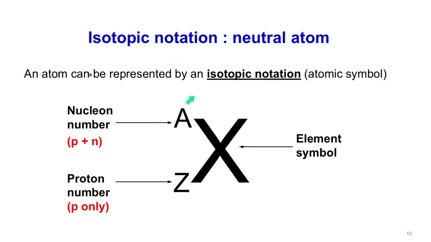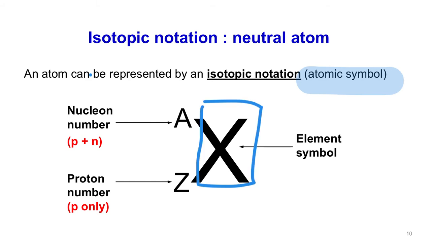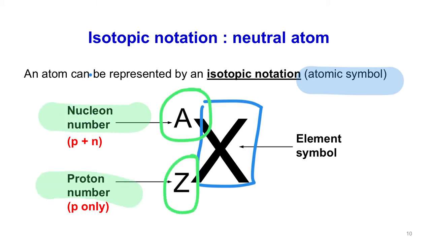We use isotopic notation to describe subatomic particles in an atom. It is the atomic symbol. Capital X represents the element of an atom. A for the nucleon number is written at the left and upper side. Capital Z represents the proton number, written at the lower left side. You can get this value from a periodic table.